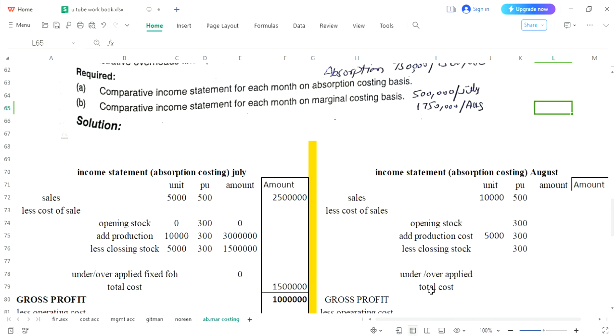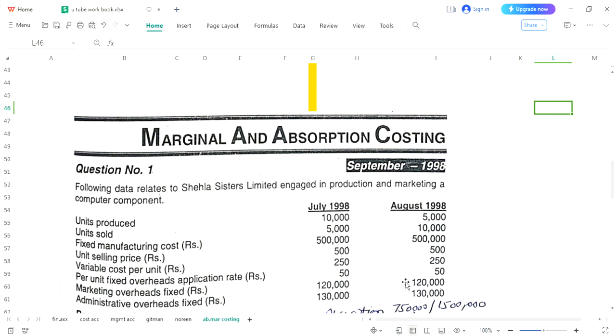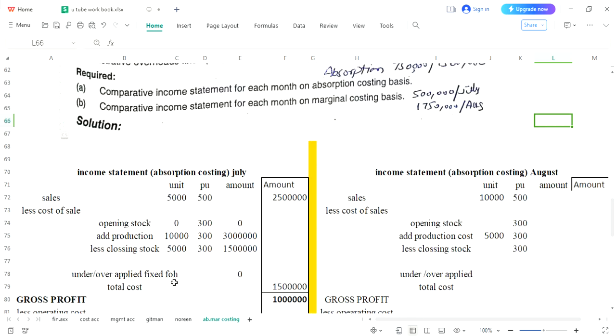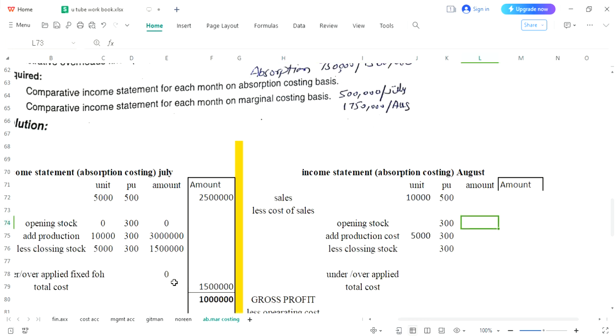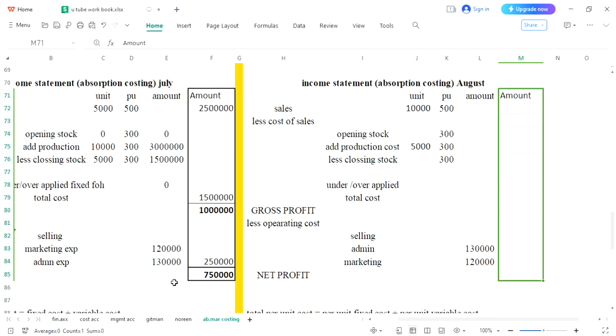Let's see if there is anything else. No, it means everything written over here has been put. It's time to see your calculation. First we will see sales, and as I have mentioned, this column would be used for your calculation. So put a line, and this is the main column. Remaining everything would be used for calculations.